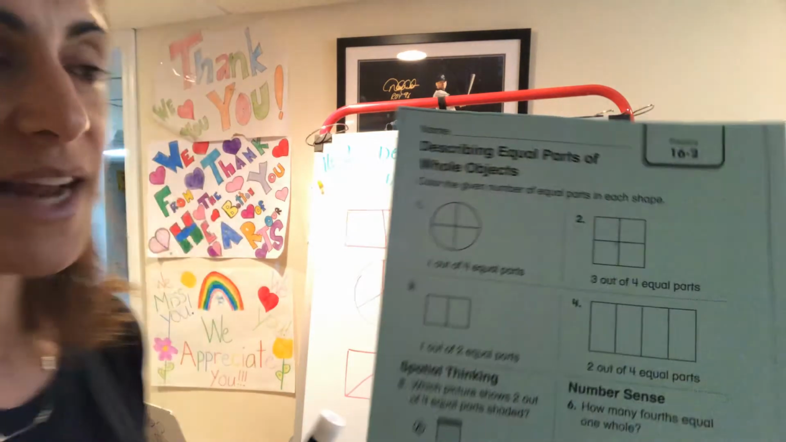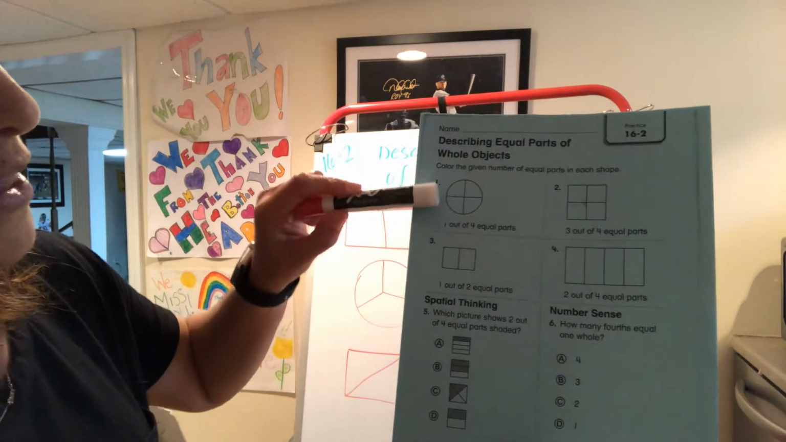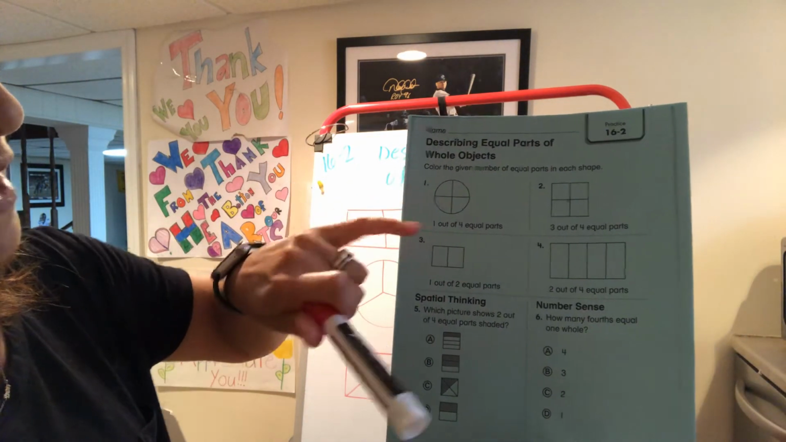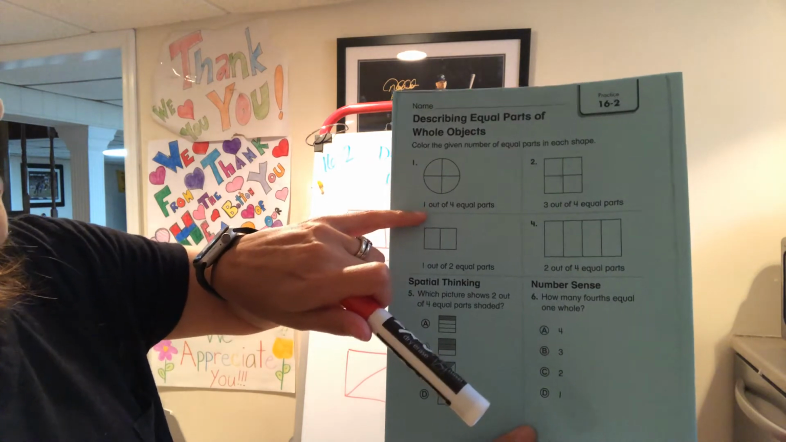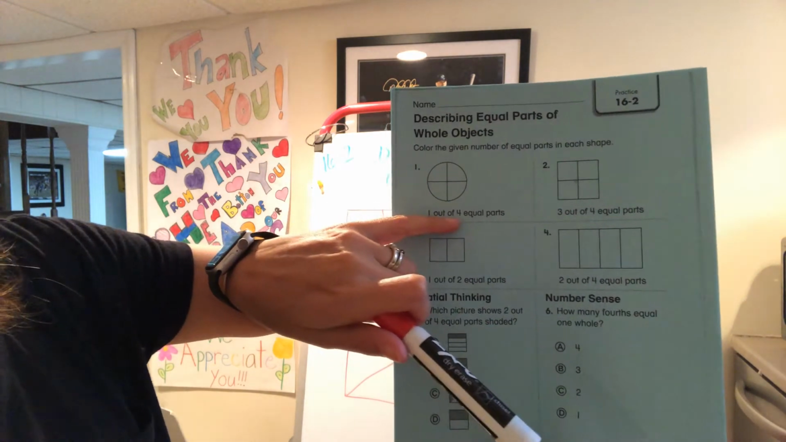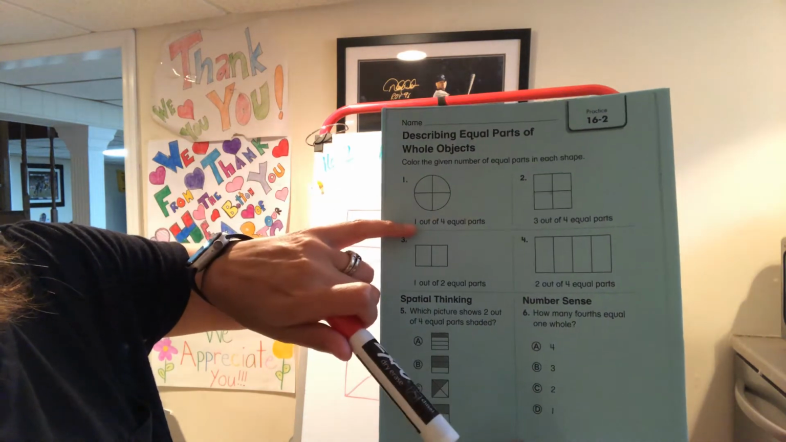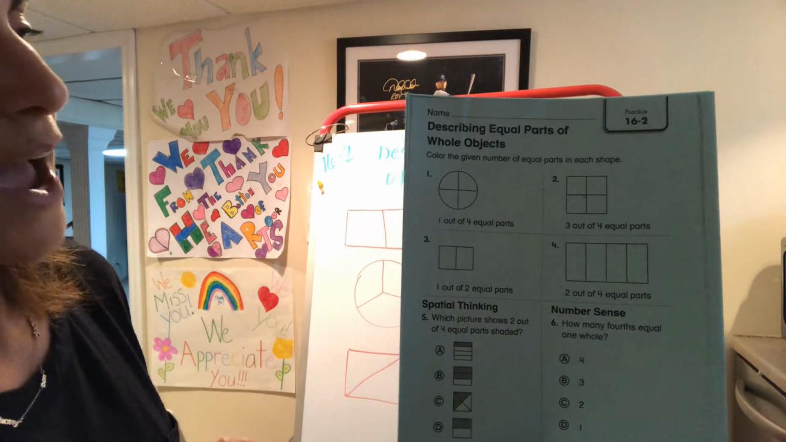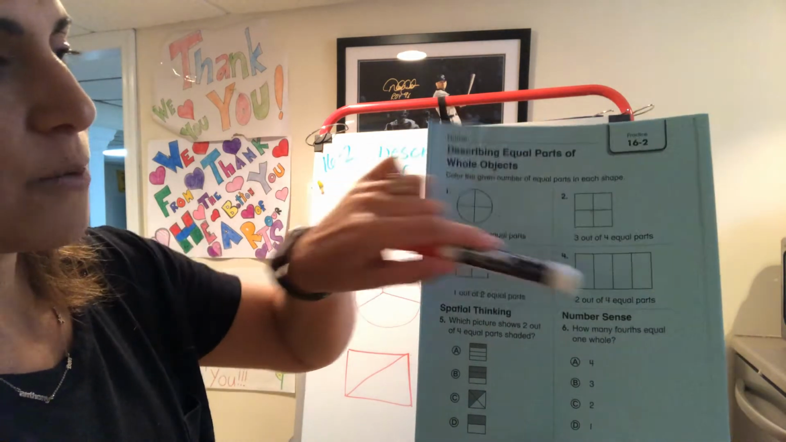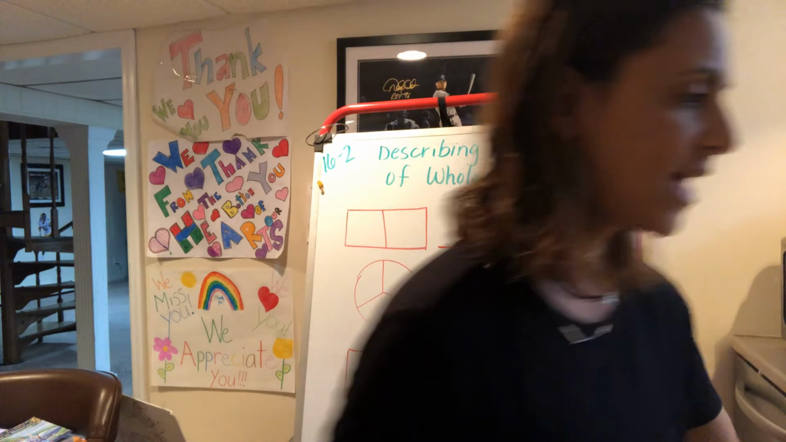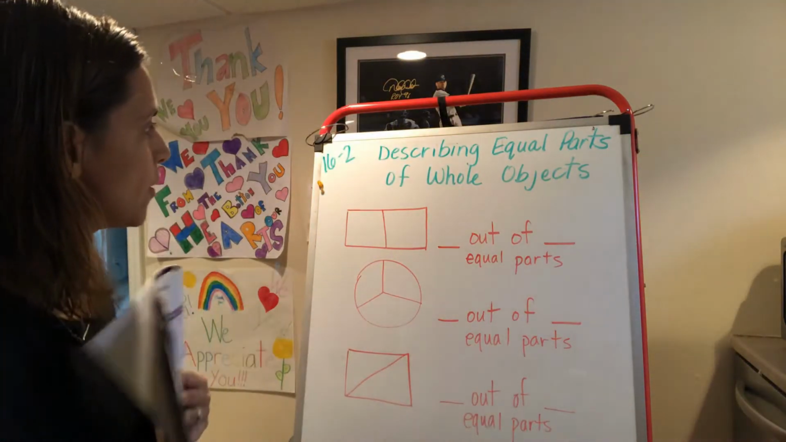This is your work for today. You are going to color the given amount of equal parts that it's asking for. So you can see number 1 says 1 out of 4 equal parts, and the shape is divided into 4 parts. You have to show me 1 shaded out of 4. And so on and so on. So let's do some examples and practice, and then you are going to try it on your own.